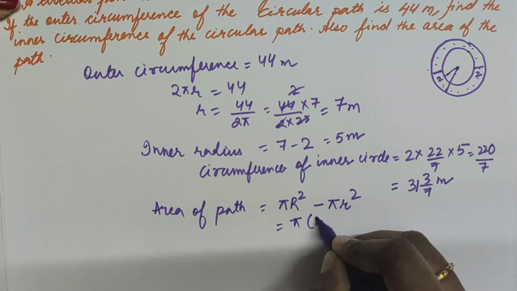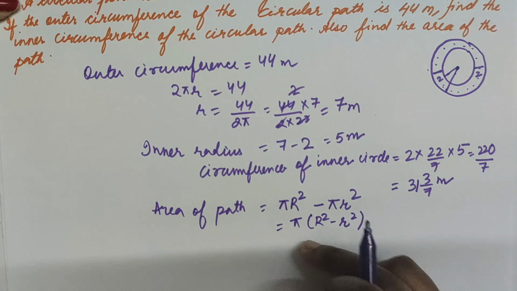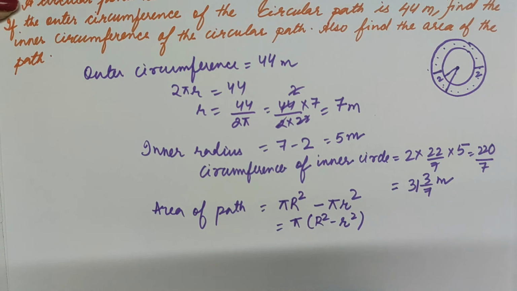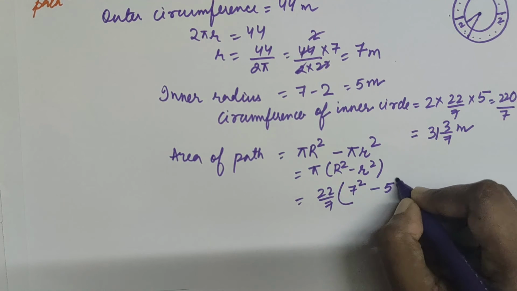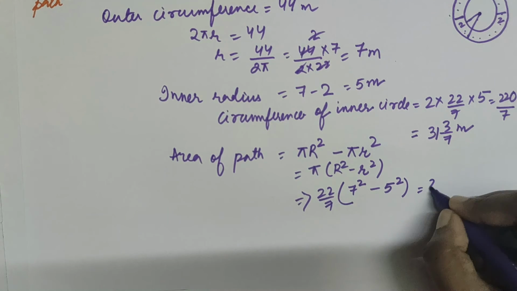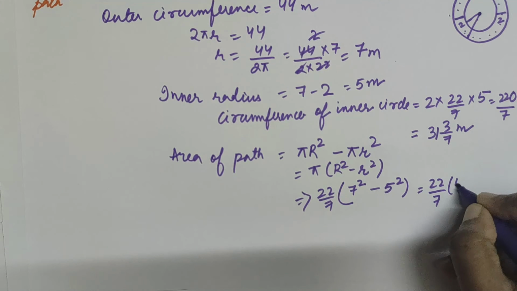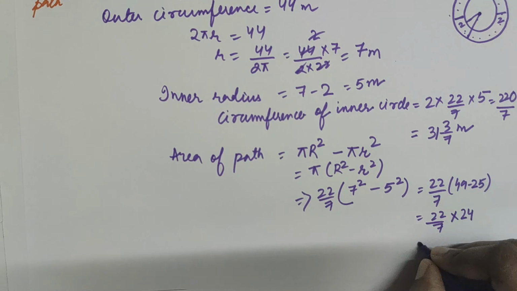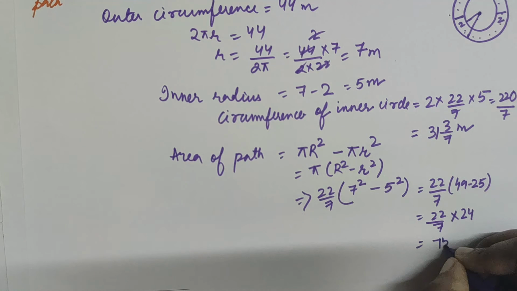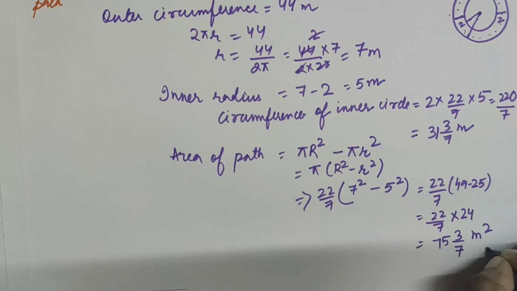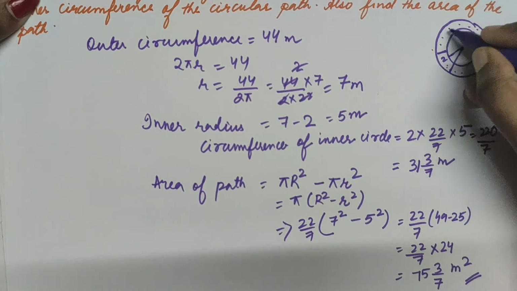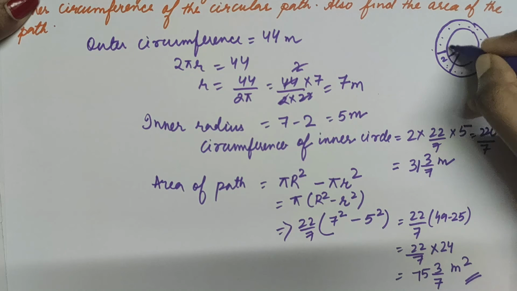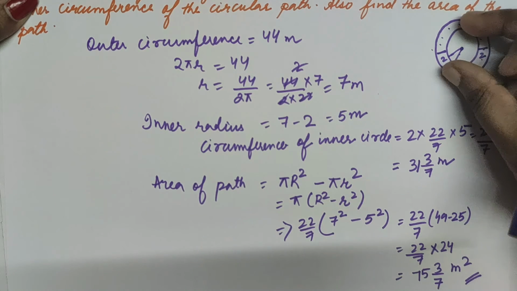As pi is common, I can take it out and write it like this. I know both the radius, so I can just put the value and get the answer. That is 22 by 7. Outer circle is 7 and inner circle is 5. So when we calculate, that is 49 minus 25, 24. So cut short and you are going to get around 75 3 by 7 meter square, because this is the area. So I'm very sure you have got the concept here, that to get the path area we have to subtract the inner circle's area from the outer circle's area to get this path.